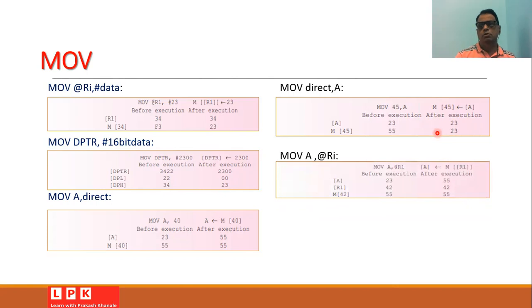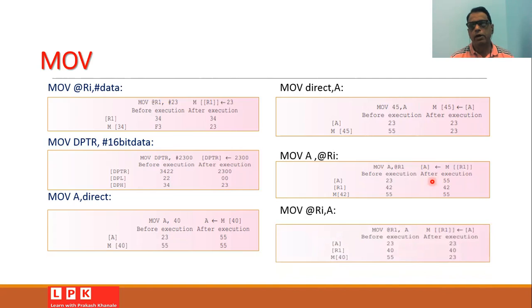We can move the content of the memory location whose address is stored in the register Ri to the accumulator. For example, if we write the instruction MOV A, @R1, and suppose the content of A is 23, the content of R1 is 42, and memory location 42 contains 55 hexadecimal, then after the execution of this instruction, A will become 55, R1 will remain 42, and memory location 42 will remain 55.